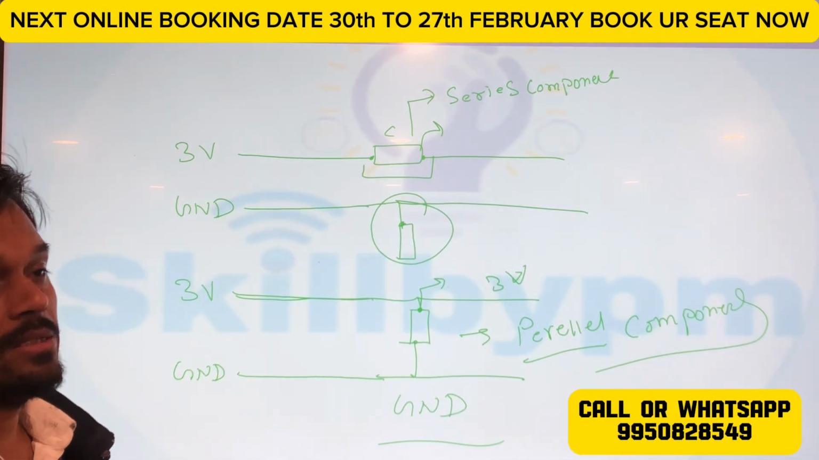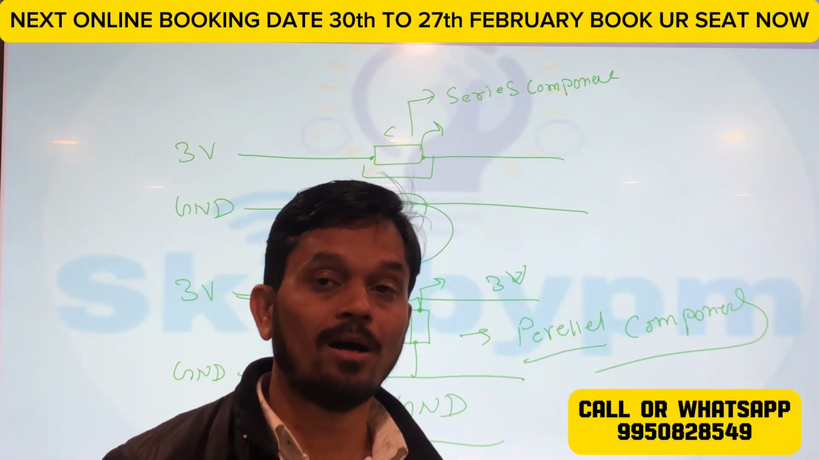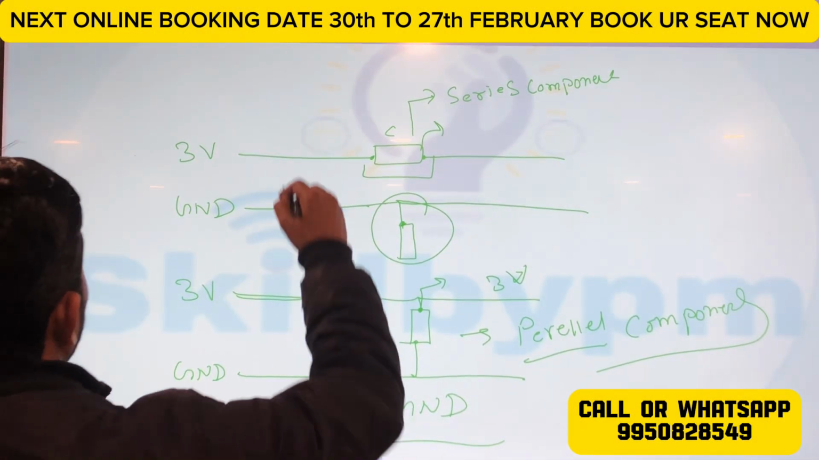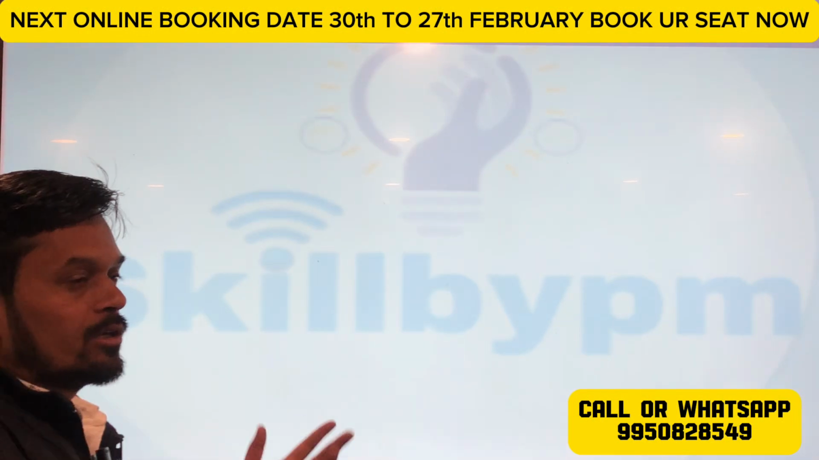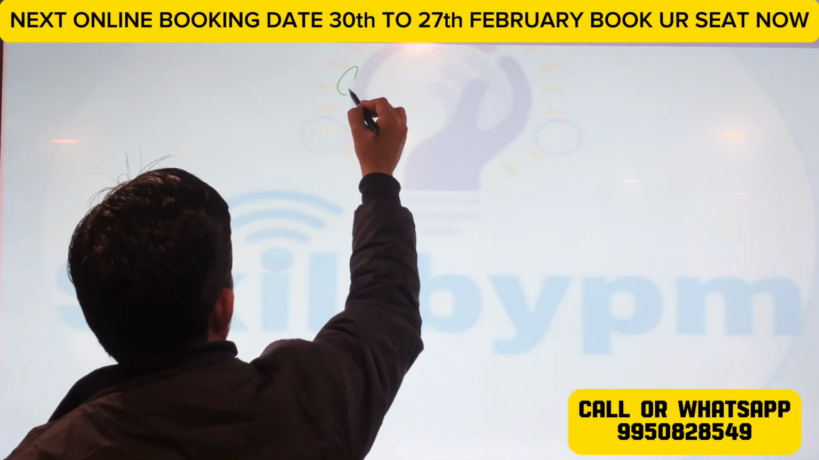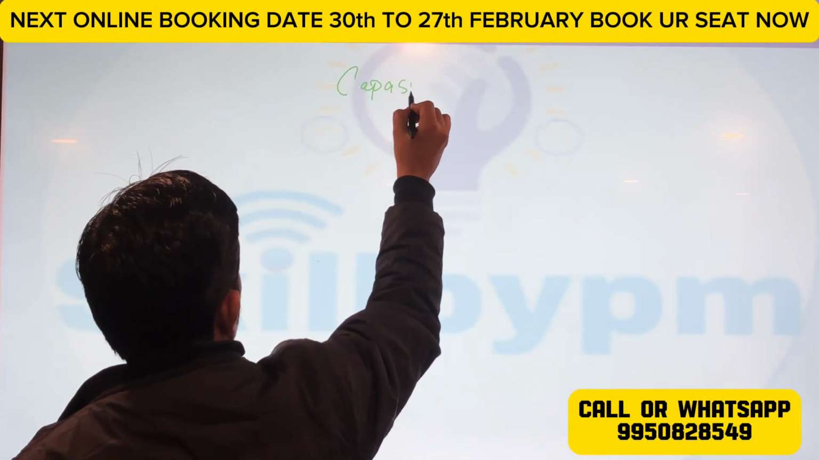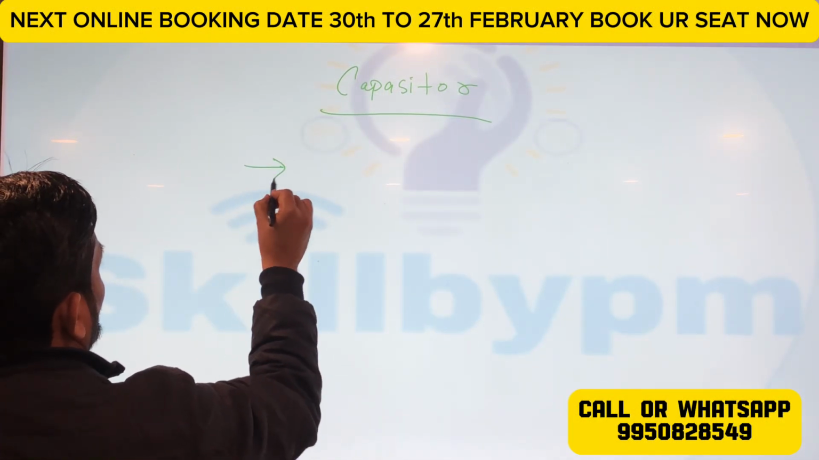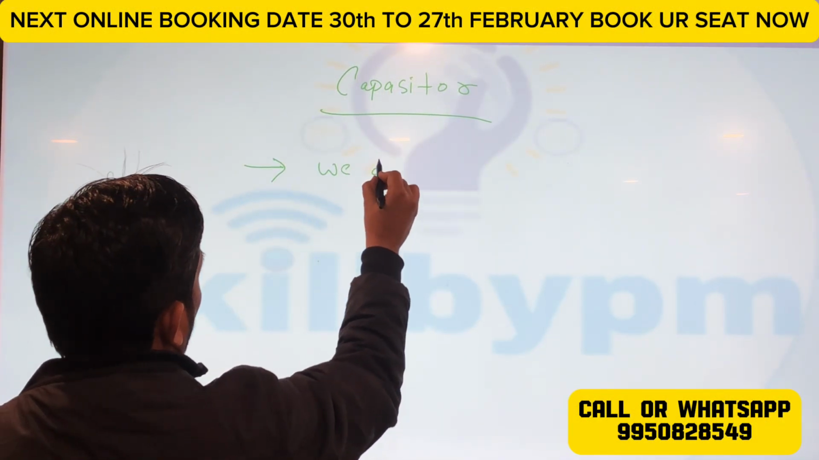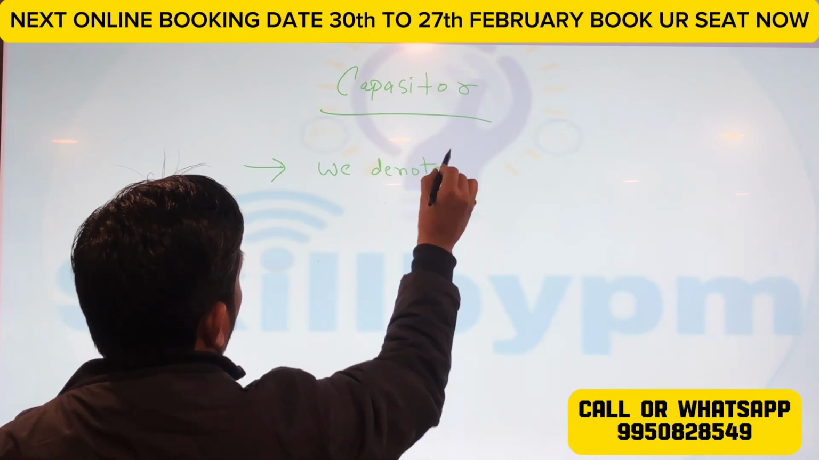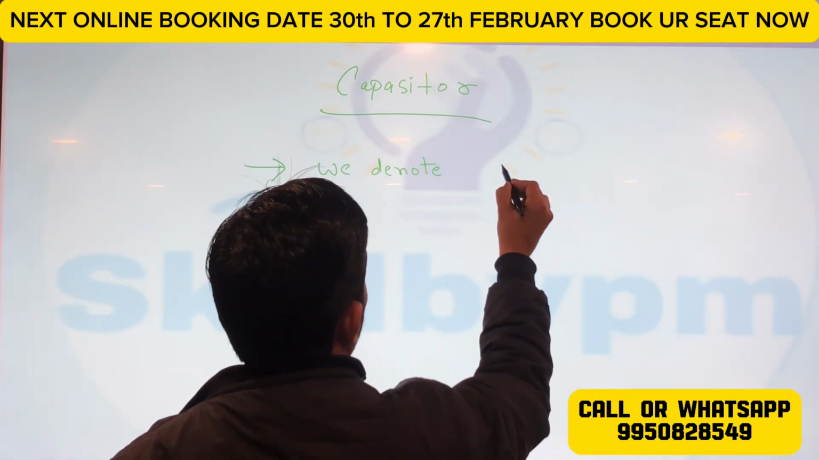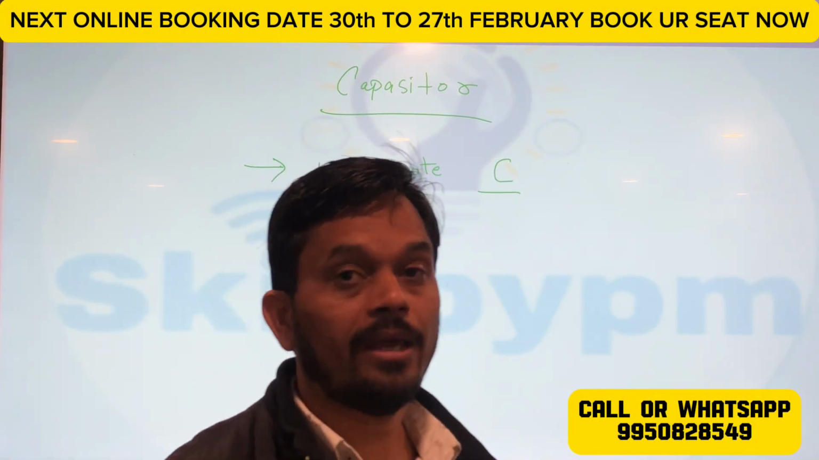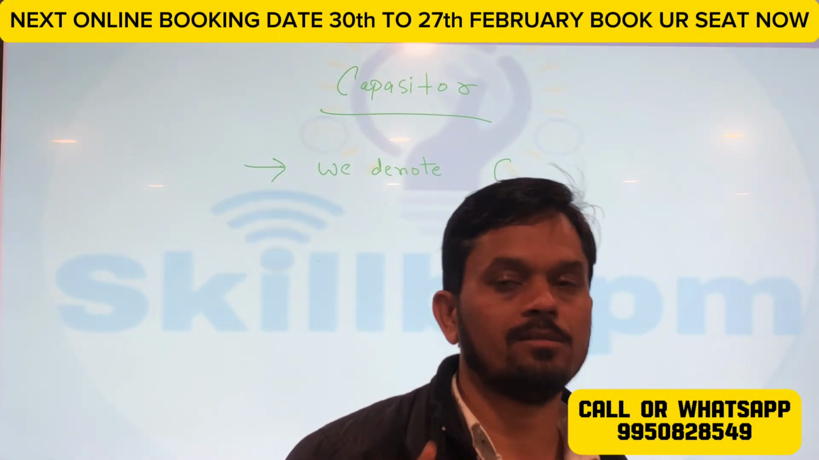So before we start class, you should know about what is series and what is parallel. Okay, now we come to the topic capacitor. First, we denote capacitor by the letter C. If you see C anywhere in a circuit, it means that is a capacitor.